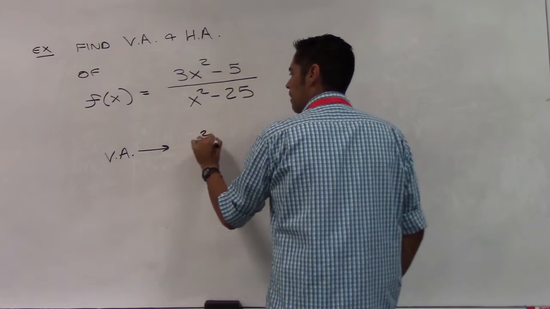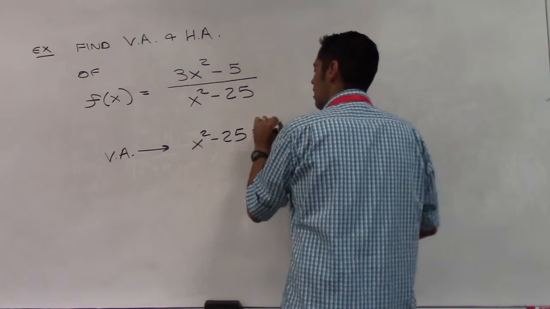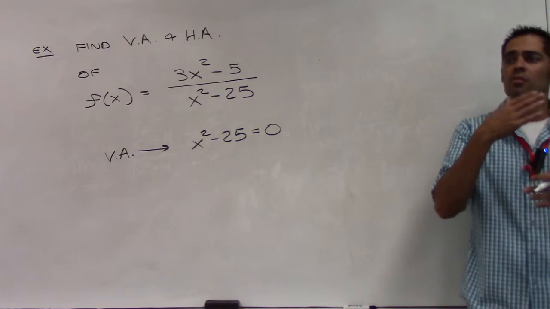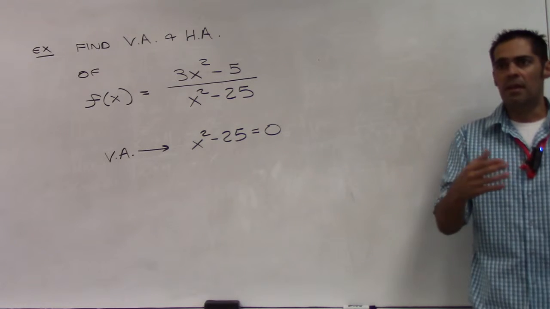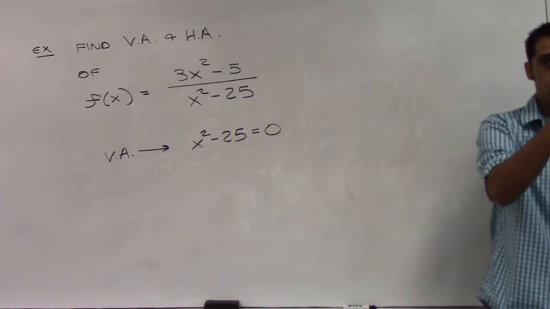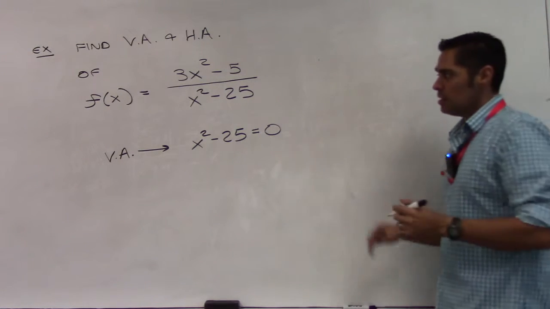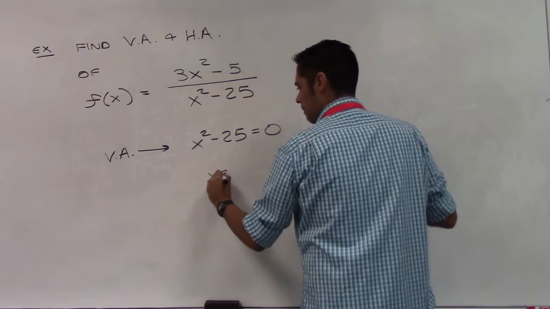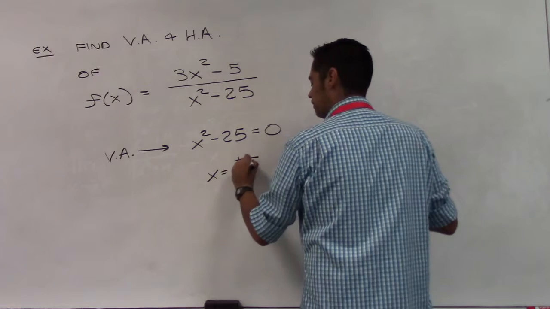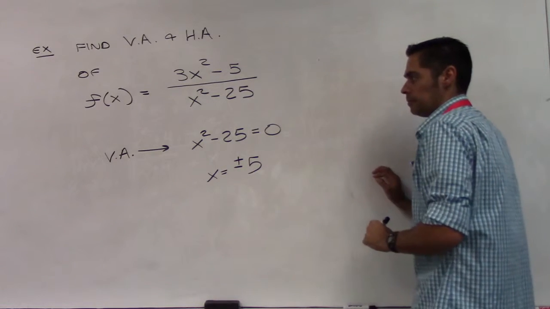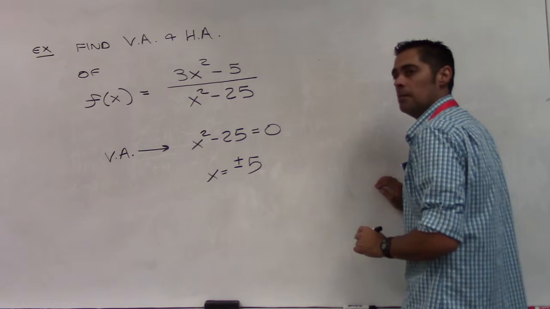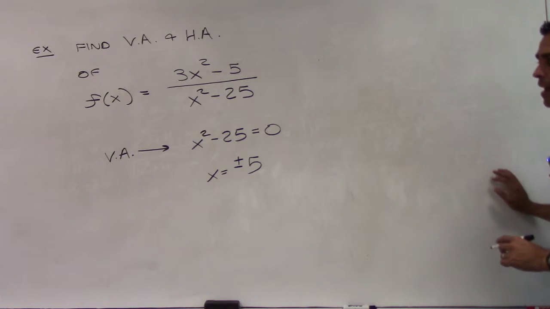So x squared minus 25. And also, you have to be careful with these. It has to be that your denominator is 0 and your numerator is not 0. If you have 0 on both the top and bottom, that's where you would have a hole in the graph. But in this case, the two answers you get here are 5 and negative 5. We have two vertical asymptotes at 5 and negative 5. That's what we've got.